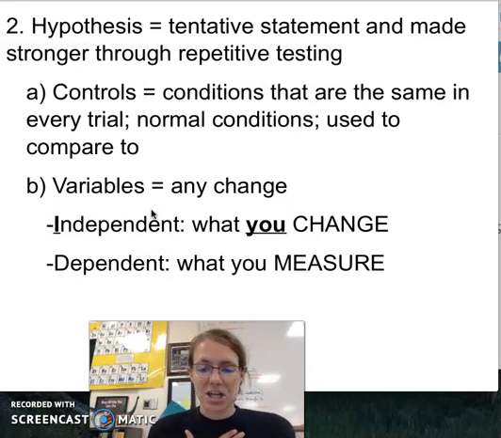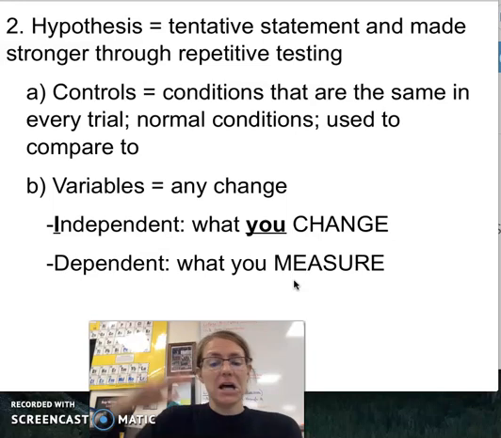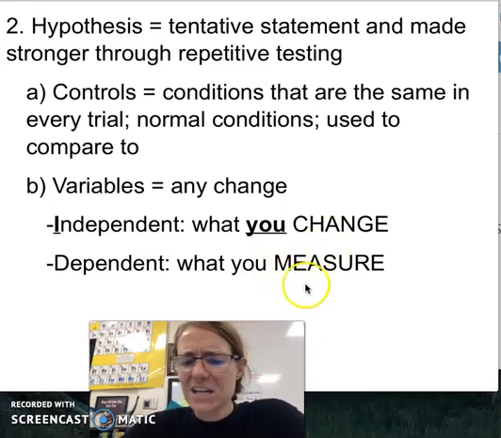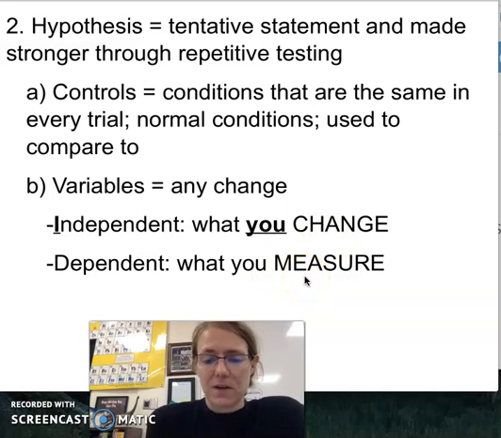It's what I changed. Your dependent variable is how you are going to measure the effects of that variable. So I might measure plant height, or whether or not the seeds germinate, maybe the time of germination. Okay, so that would be an example of a dependent variable. So what are you going to measure to see those effects?